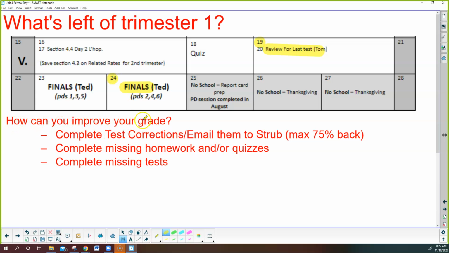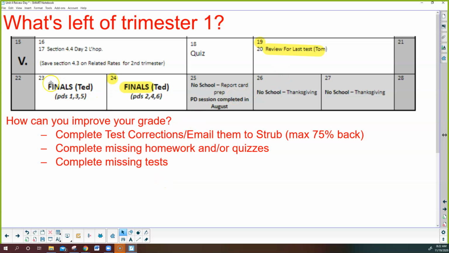You could try to improve your grade by doing test corrections. If you do, email them to me. And remember, you can get up to 75% back if your test corrections are worked out nicely. And you just do that on a separate sheet of paper. All old tests should be visible still. Complete any missing homework or quizzes and submit those to Schoology. And then complete any missing tests if you have them. So get that stuff done.